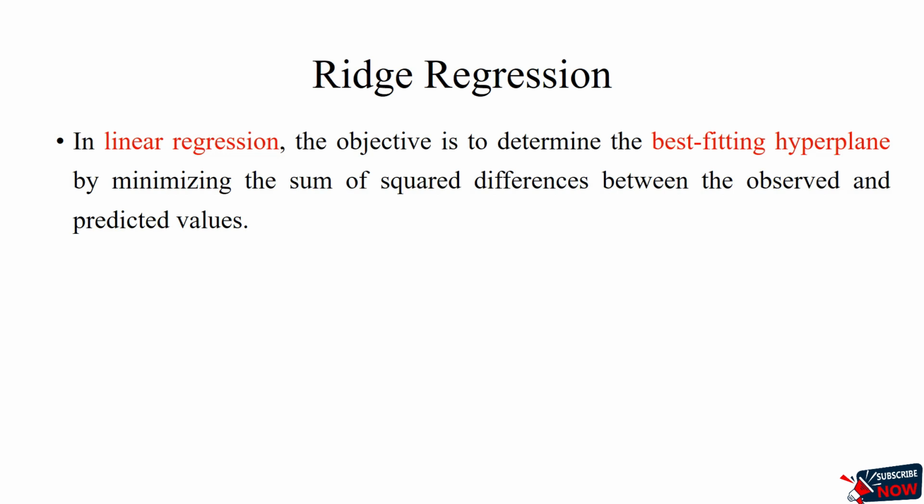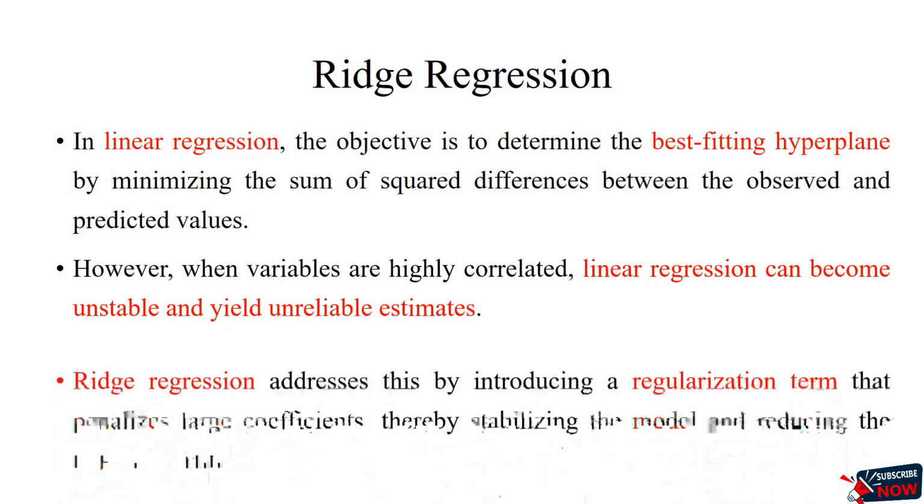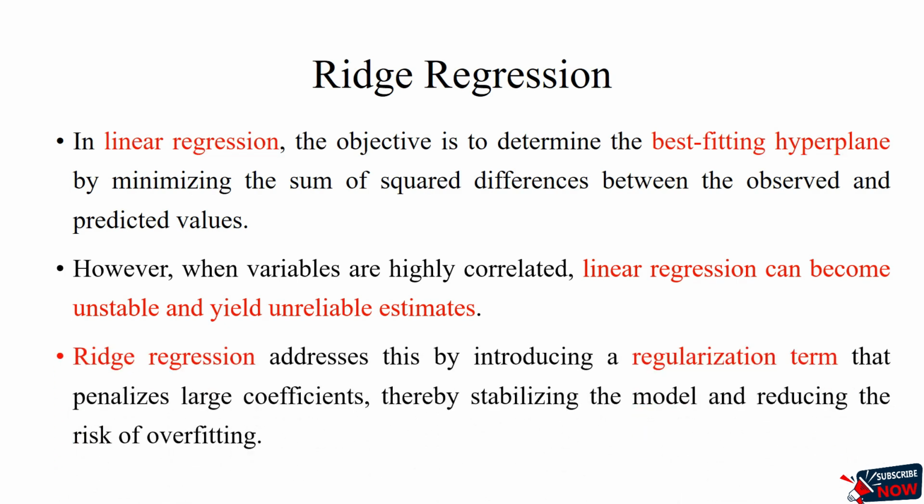In linear regression, the objective is to determine the best fitting hyperplane by minimizing the sum of squared differences between the observed and predicted values. When the variables are highly correlated, linear regression will become unstable and give unreliable estimates. Ridge regression addresses this problem. It introduces a regularization term that penalizes the coefficients, which stabilizes the model and also reduces the risk of overfitting.